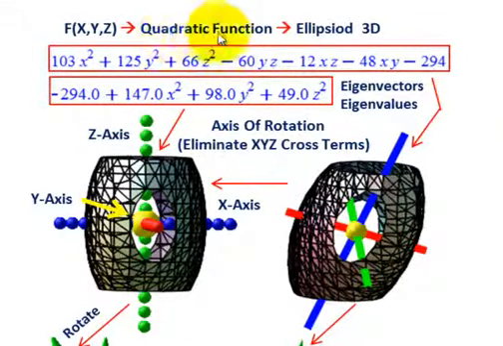What we're going to be going over here is calculating the eigenvectors and eigenvalues of a quadratic function, and we'll be specifically looking at our quadratic as an ellipsoid in really 3 dimensions. So what we're going to be doing is setting up our algebraic matrix to determine what our eigenvectors and eigenvalues are for this particular quadratic function we have here.